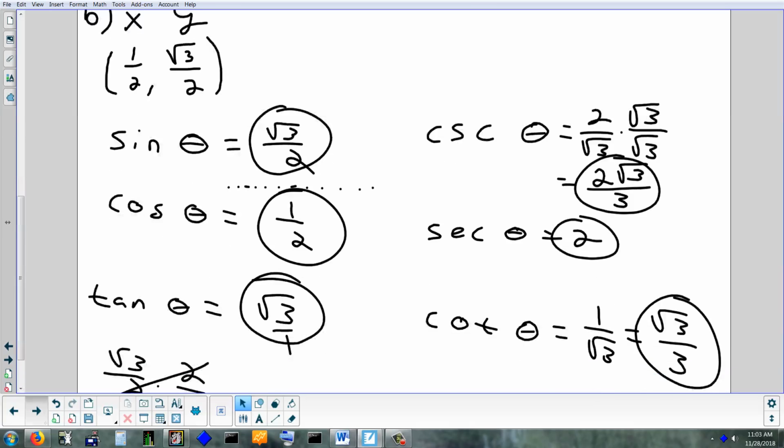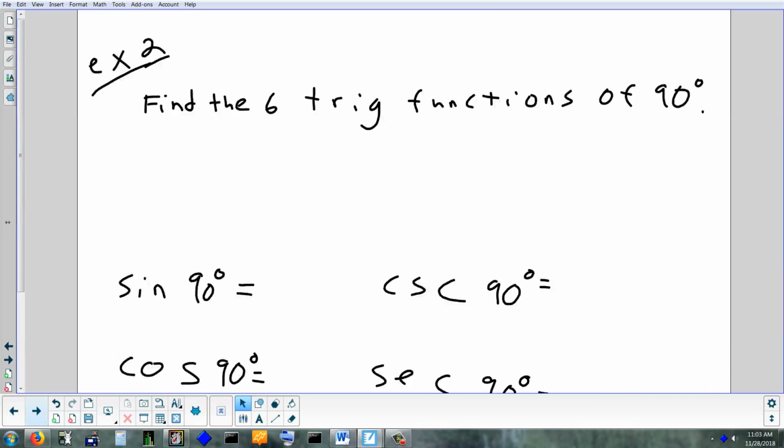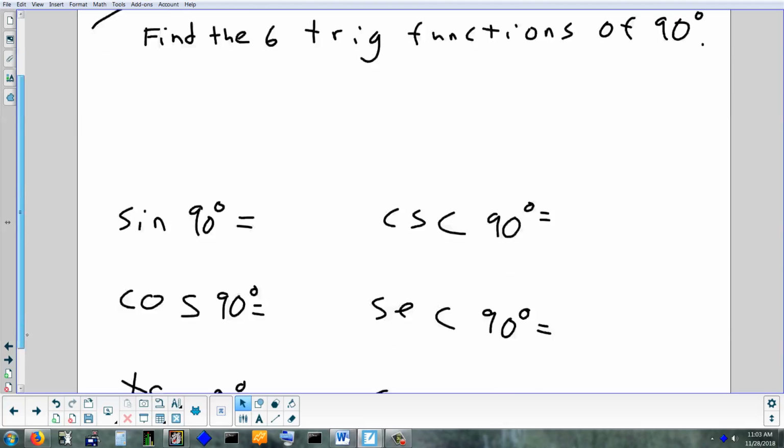They gave you a coordinate. This one's a little different. They're asking me for the 6 trig functions of 90 degrees. Well, knowing the angle is not really helpful directly. What do you need to find out about 90 to do all 6 of these?